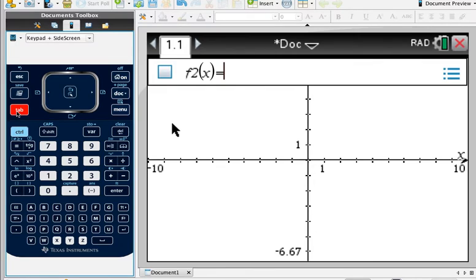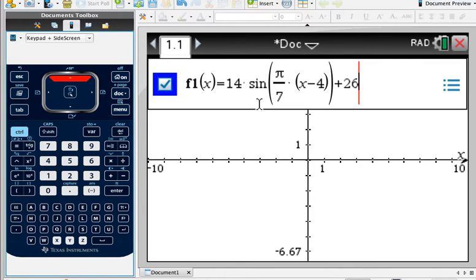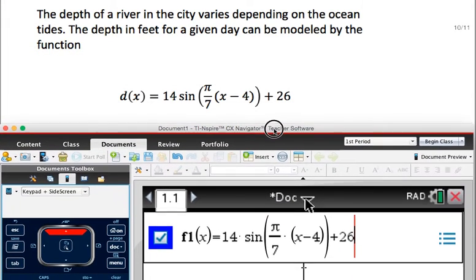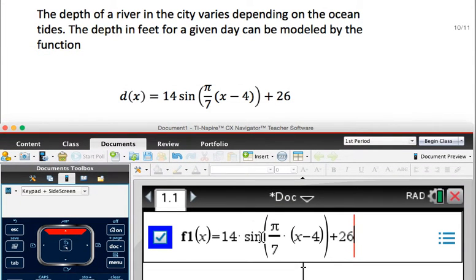And let me see, I think I already plugged it in up here. Yep. So I plugged the equation in. Make sure it's the right formula. Make sure you have all your parentheses where they need to go. So it should be 14 times sine, open parentheses, close parentheses. Make sure the close parentheses is here instead of over here.